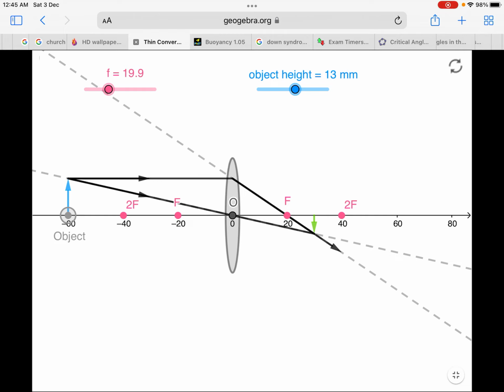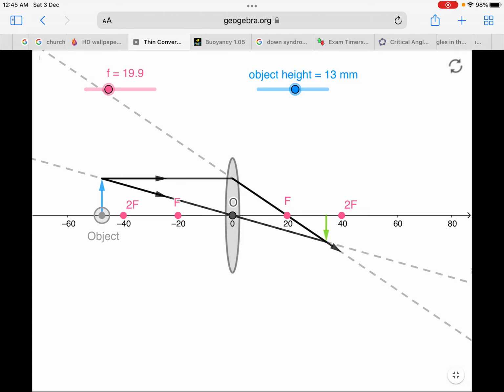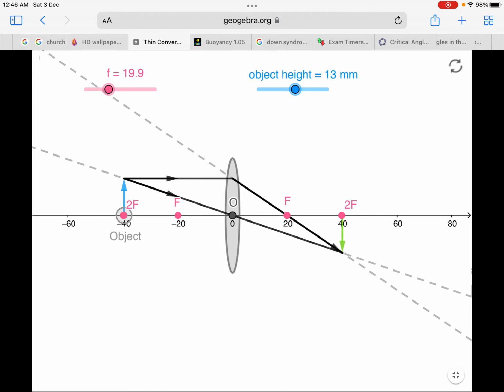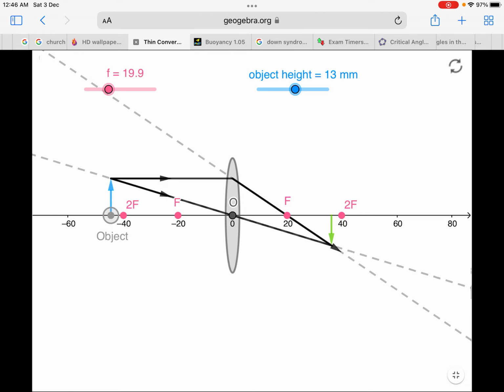Okay, what if I move the object towards 2f? You can see that first of all, the image moves away from the lens. And of course you can see that the image is the same size now. Just now it was smaller, now it is the same size. So it's also exactly at 2f. So if my object is exactly at 2f, the image will also be at 2f.